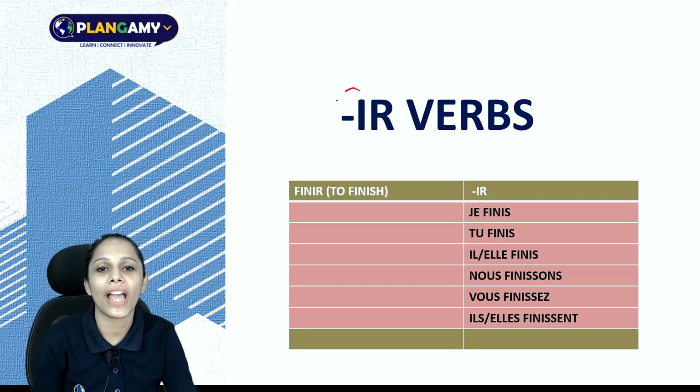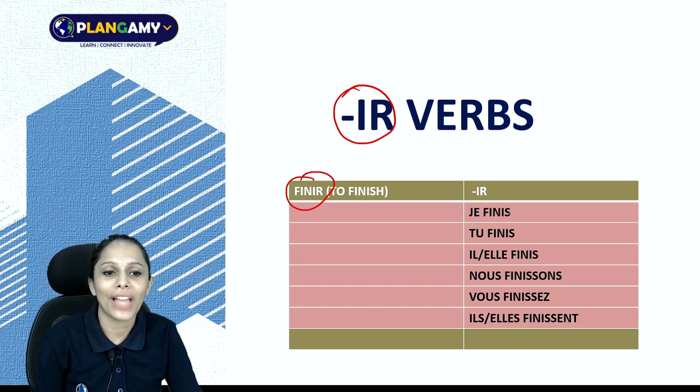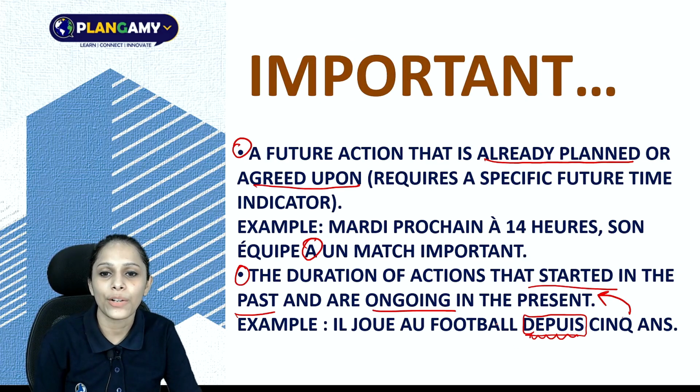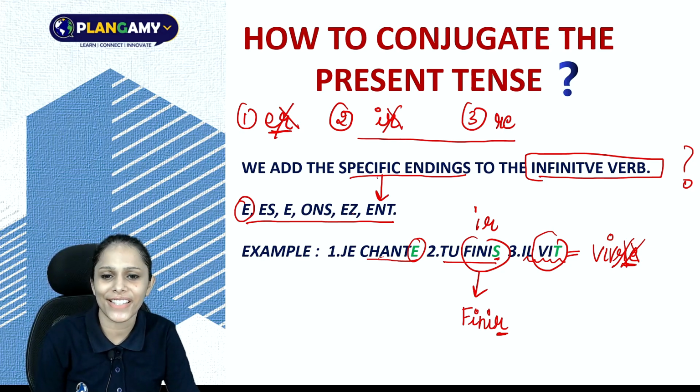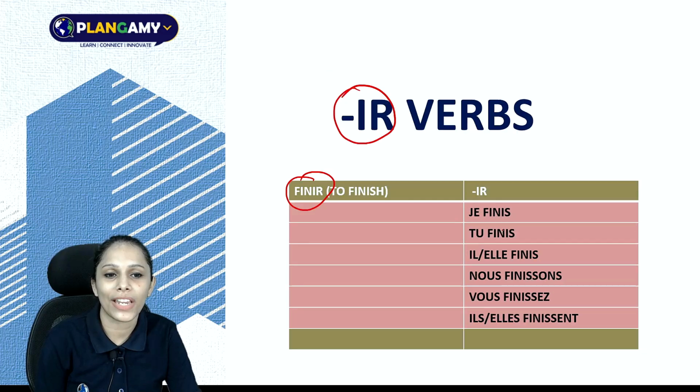Now, here we have IR group of verbs. I have taken the verb finir. I know that the endings here do not correspond to the endings that we read here: E, es, e, ons, ez, ent. So, that's why you are obliged to learn its endings or its conjugation. So, finir means to finish, like I finish my work or I am finishing my work.